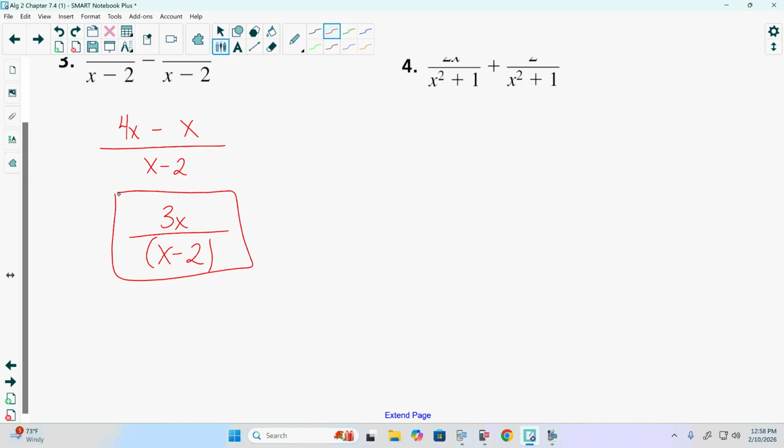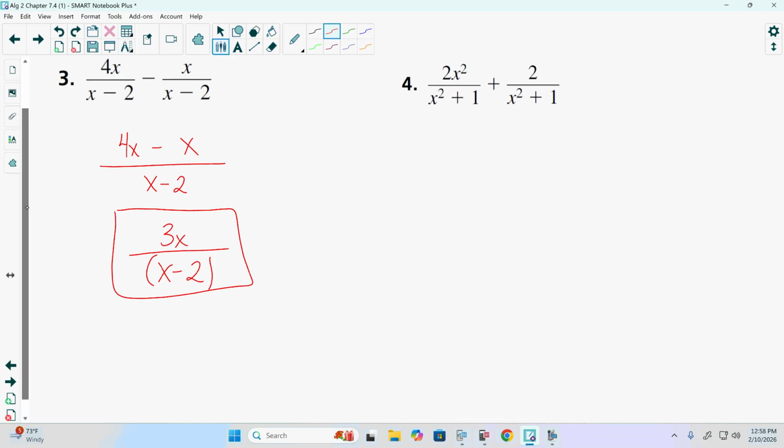Now, we could have some simplifying that could work if there was a greatest common factor of x on bottom. Does that make sense? Then we could factor it out. We have multiplication. It simplifies. Here, that doesn't happen. Questions on 3 before we look at 4?